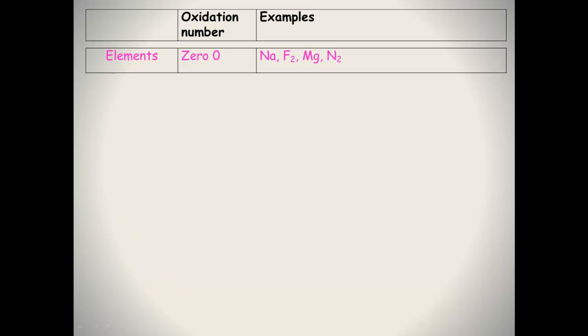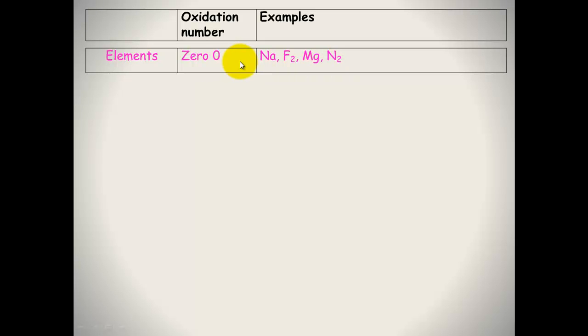The first rule is that all elements, just when they're by themselves, will have an oxidation number of 0. Basically, they've got no charge, so the element has an oxidation number of 0. So here sodium would have an oxidation number of 0. Fluorine has an oxidation number of 0. Magnesium, 0. Nitrogen, 0. So when it's an element, it has an oxidation number of 0.